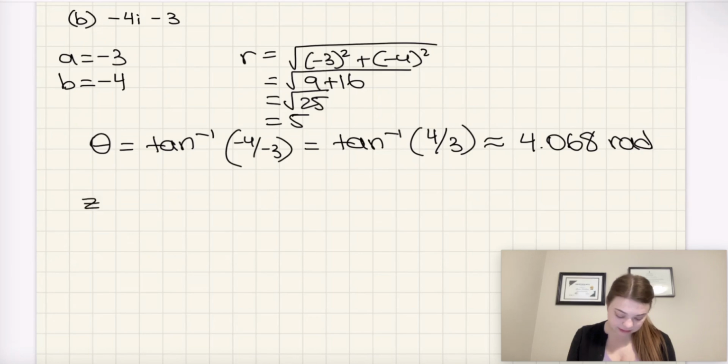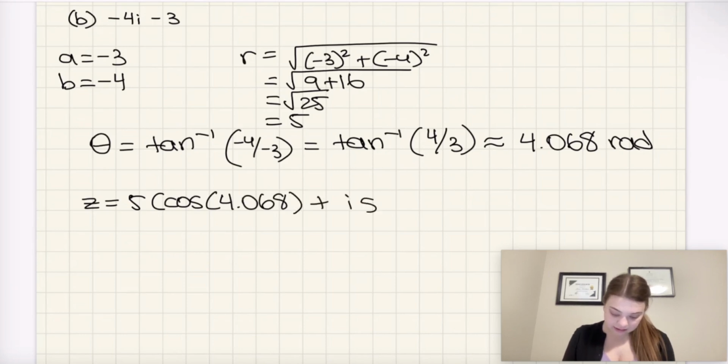So therefore, z is equal to 5 cosine 4.068 plus i sine 4.068, like that.